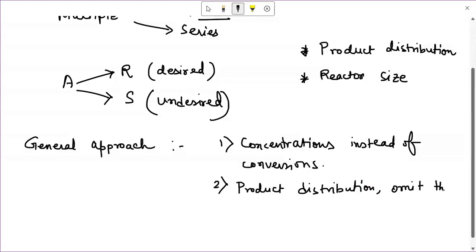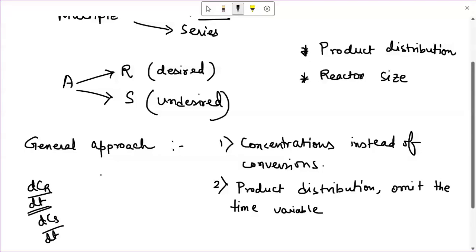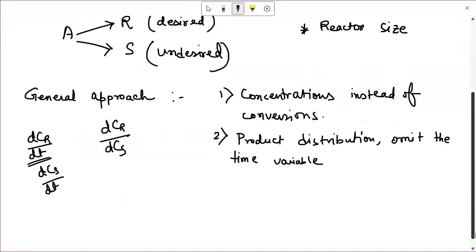omit the time variable, because you will have some rate expression, right? Say dCR/dt, dCS/dt. So our target will be to omit this dt term, and maybe we can obtain something like dCR/dCS. This expresses one of the concentrations in terms of the other component's concentration, which helps us treat the problems easily in a mathematical manner. That will be the general approach.